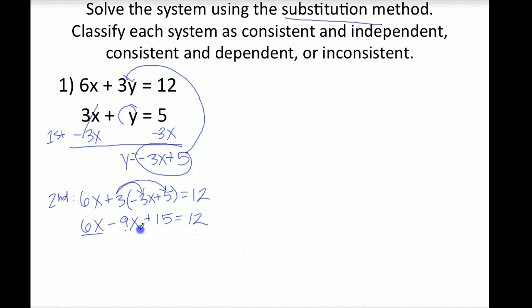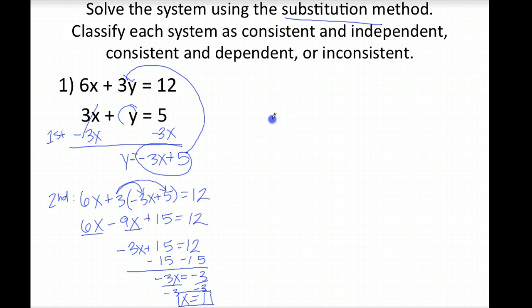We're going to combine our like terms. 6x minus 9x is negative 3x plus 15 equals 12. And now we have a two-step linear equation. So we're going to subtract 15 from both sides. Get negative 3x equals negative 3, and divide both sides by negative 3. So we get x equals positive 1. So we have that x coordinate.